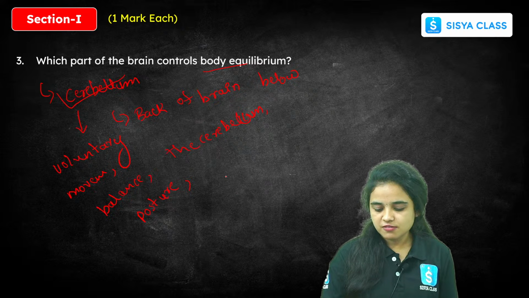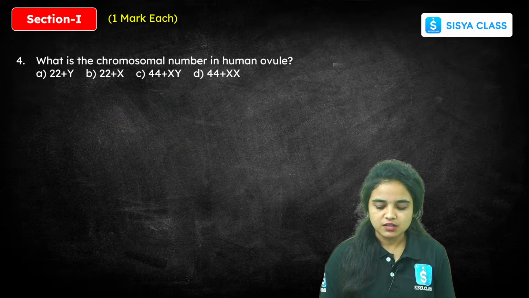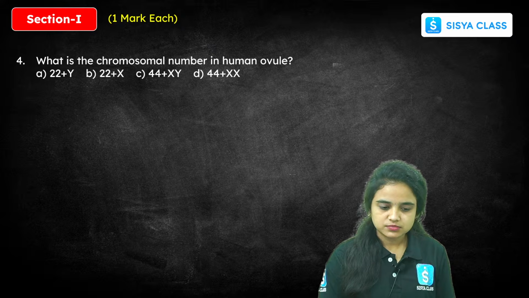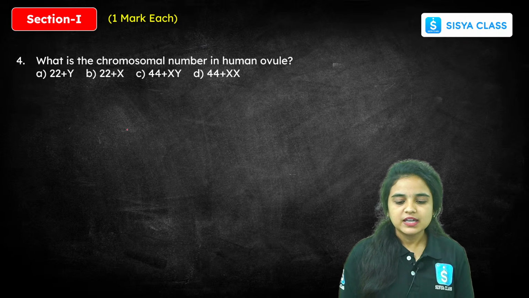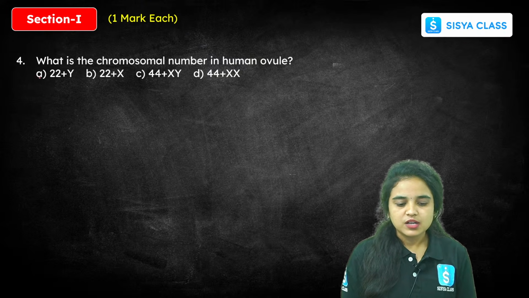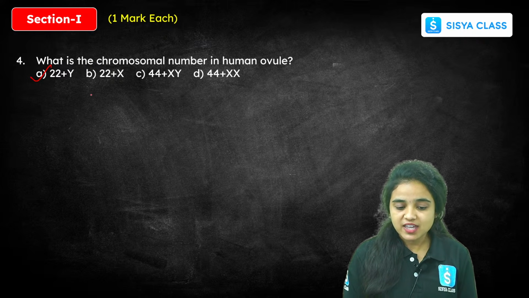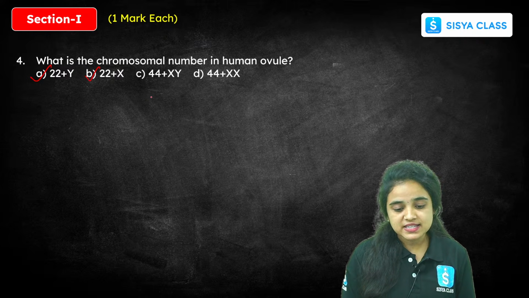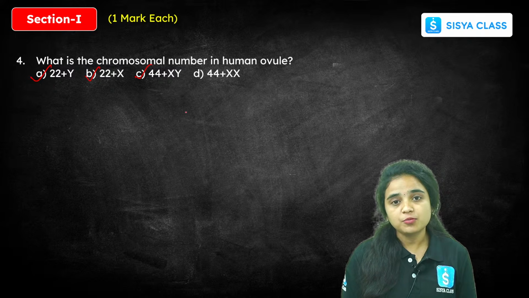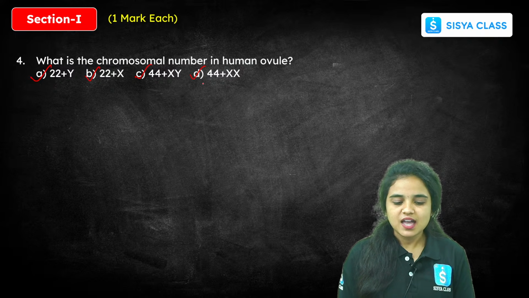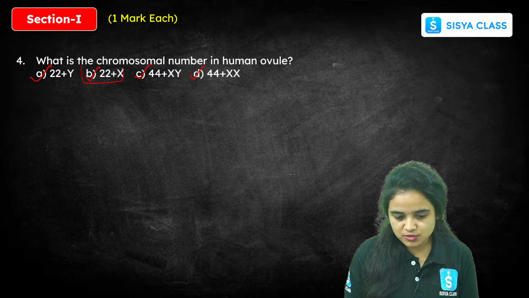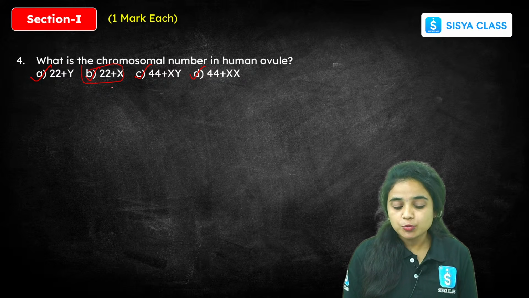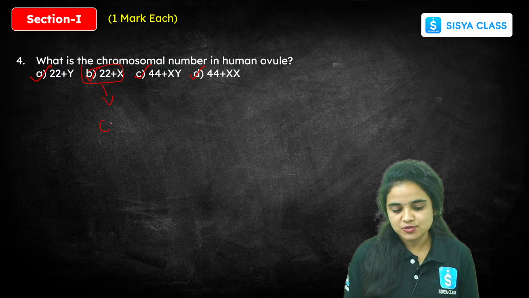Right students, while coming to the fourth question: what is the chromosomal number in human ovule? Here we have been given 4 options. Option A: 22 plus Y, option B: 22 plus X, option C: 44 plus XY, option D: 44 plus XX. అయితే ఇందులో ఆన్సర్ ఏంటనేది మనం క్లారిటీ తీసుకుందాం. 22 plus X is the correct answer here, students.